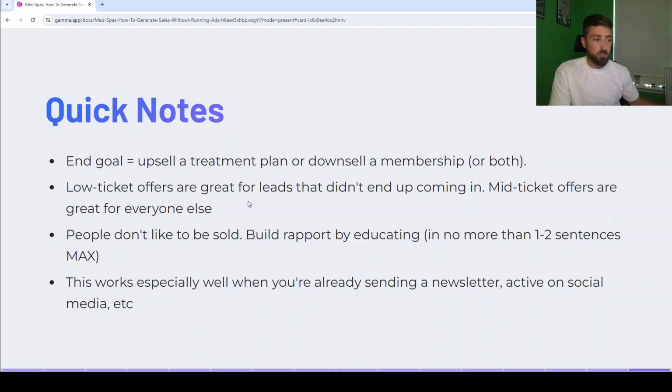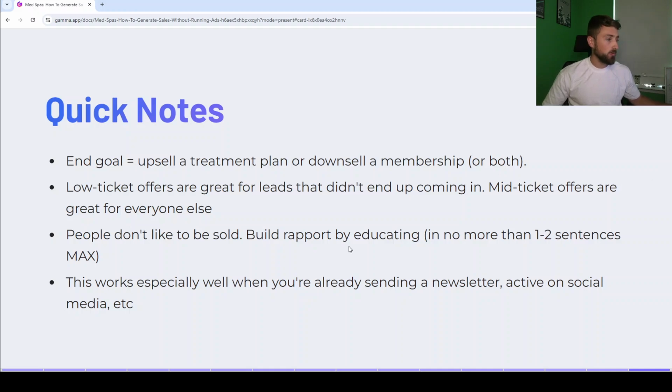Low ticket offers are great for leads that didn't end up coming in. So let's say, for example, you ran ads on Facebook and generated 100 leads, and 80 of those 100 leads showed interest, but they didn't end up coming in for whatever reason. They stopped responding. You could create a low ticket offer. I would usually say that a low ticket offer is somewhere between $40 all the way up to $500. You could send it out to people that have never done business with you before, and that's a great way to reactivate dead leads.